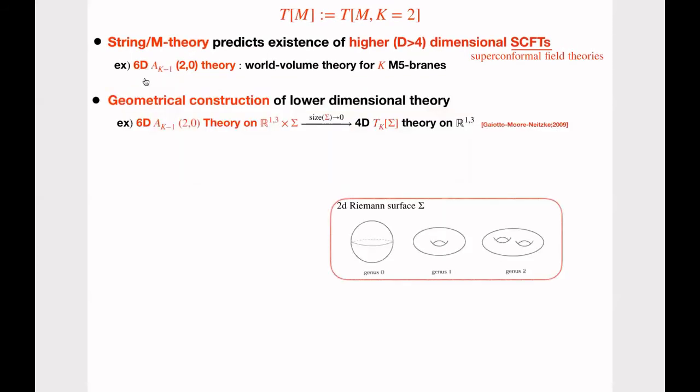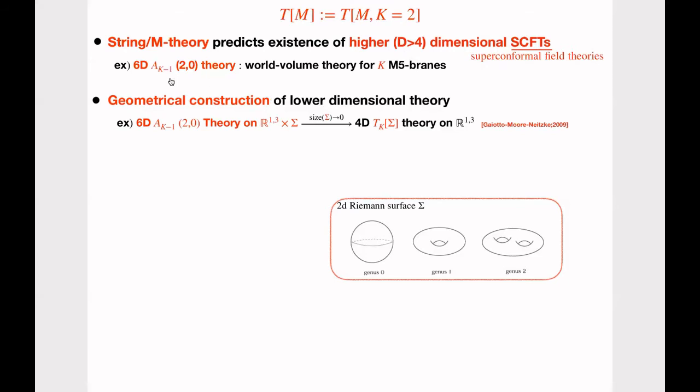So string theory predicts the existence of higher dimensional theory. Then it is known that if there is a higher dimensional theory, Kaluza-Klein's idea is that if we compactify the internal manifold, then we will get the lower dimensional theory. The original Kaluza-Klein idea was the compactification of a 5 dimensional theory on the circle, then we will get the 4 dimensional theory. And this idea can be generalized.